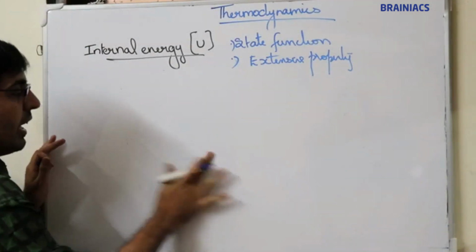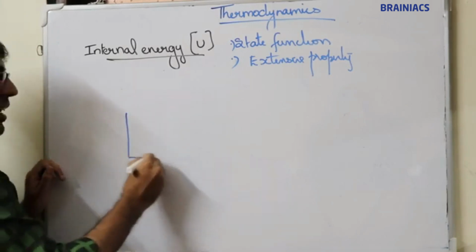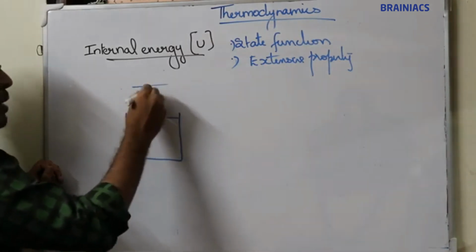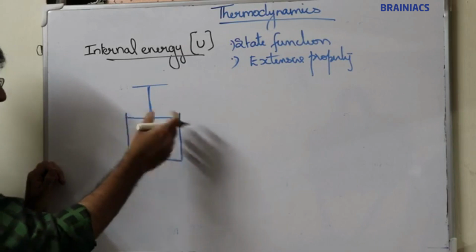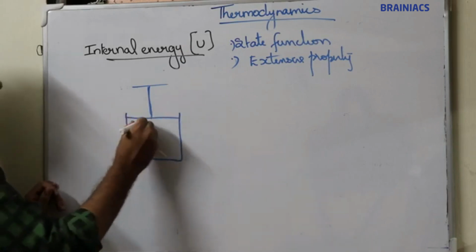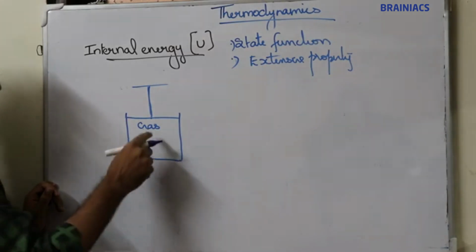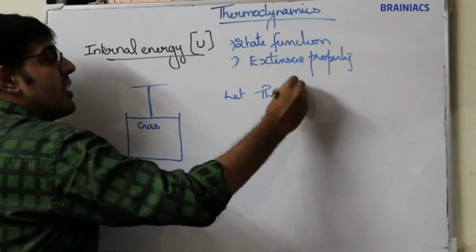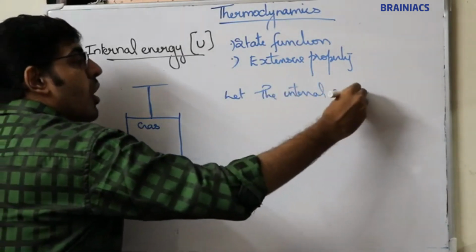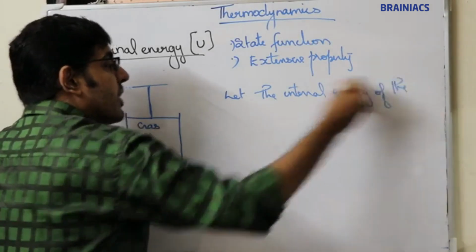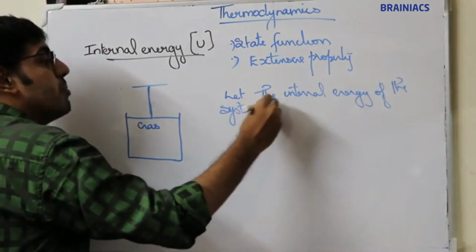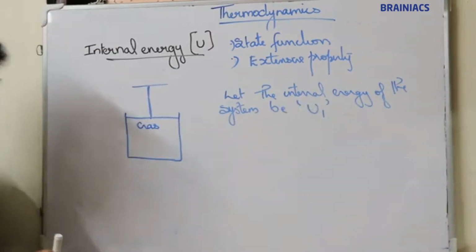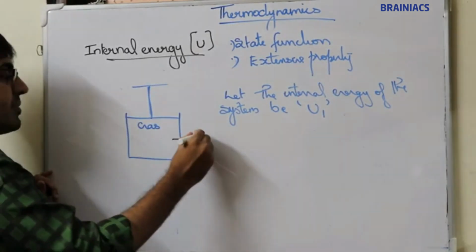Now, consider a cylinder filled with a gas, and the cylinder is attached with a frictionless movable piston. Let the system be filled with any gas. Now let the internal energy of the system be U1. So the internal energy of the system is U1.